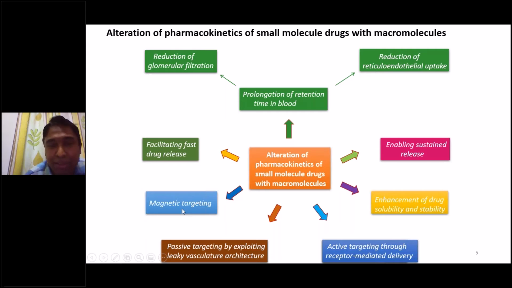Using iron oxide nanoparticles, as I'm showing, nanoparticles are acting as a carrier of small molecule drugs. So using magnetic nanoparticles, superparamagnetic iron oxide nanoparticles, you can deliver to the target cells with the help of an external magnet, because iron oxides will be attracted with the external magnet, and the iron oxide nanoparticle will carry the drugs.